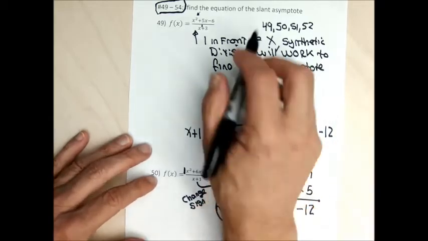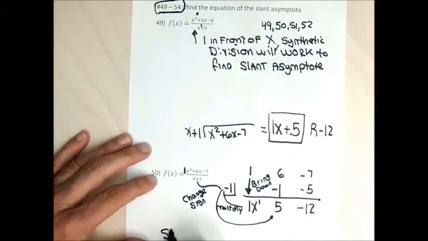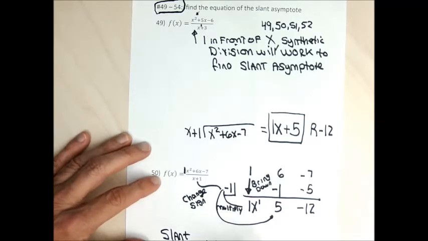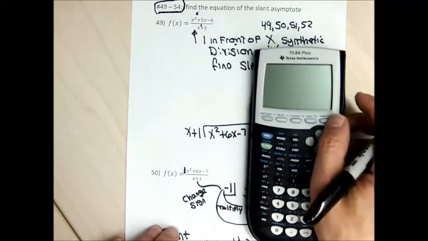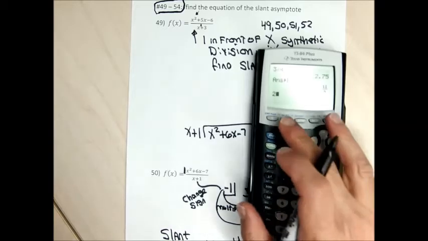So the answer to find the equation of the slant asymptote for this problem is going to be y equal to x plus 5. I'm not going to show the remainder, and that's all I need to do. I don't need to graph this, but let me graph it to show you that this will work just fine.